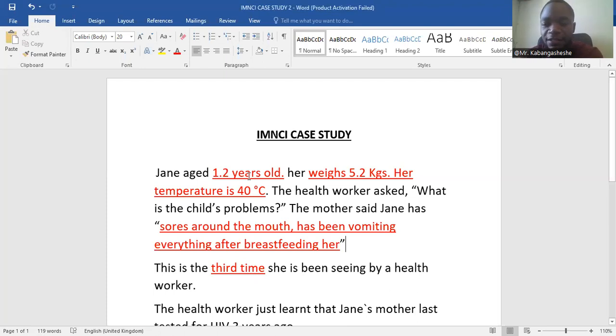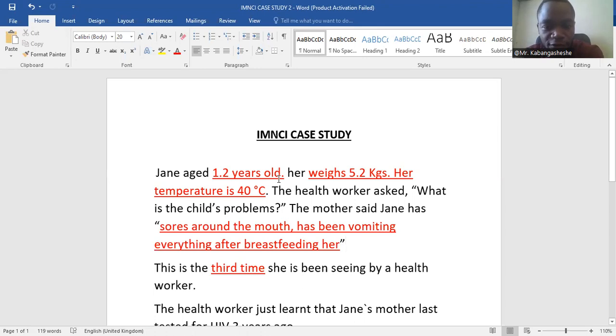Remember again, IMCI has those two parts. Part one is how you assess, classify, and manage a child aged between 2 months and 5 years. Then we also have part two, which deals with how to assess, classify, and manage a child who is aged between 0 to 2 months. So as you can see already, this child is older than 2 months. A year is 12 months, then these are 2 months, so if you add 12 months plus 2, that is coming to 14 months. So this child is aged 14 months.